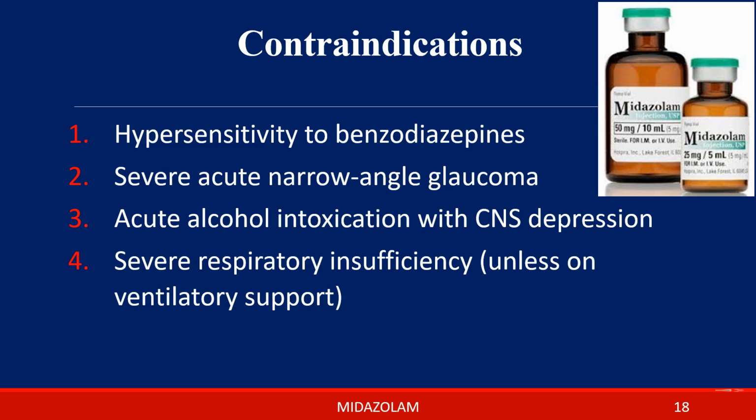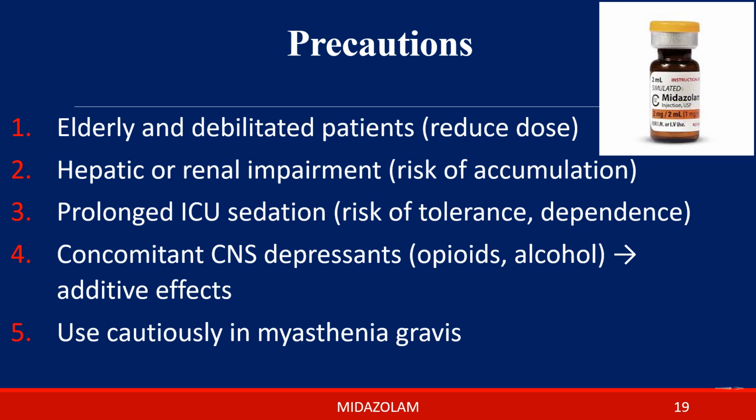4. Severe respiratory insufficiency, unless on ventilatory support, means midazolam is contraindicated in severe breathing problems unless the patient is on a ventilator. Precautions for midazolam. 1. Elderly and debilitated patients. Reduced dose means lower doses are needed in elderly or weak patients. 2. Hepatic or renal impairment. Risk of accumulation means midazolam can build up in patients with liver or kidney problems.